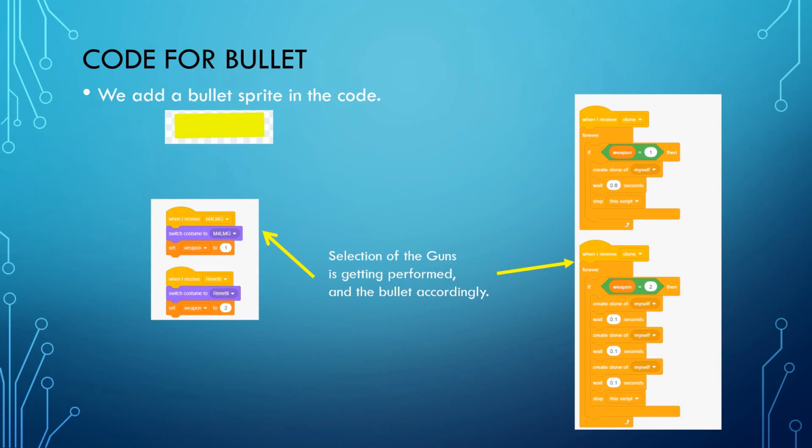So what is weapon actually? Weapon is a variable here, and we are using it as a switch. And as I have mentioned before, the Renati is a pistol which fires 3 bullets at once. So we can add create clone of myself, wait 1 second, create clone of myself, wait 1 second, wait 0.1 second, create clone of myself, wait 0.1 seconds. So here we have added the code for the secondary weapon, and here we have added the code for the first weapon.